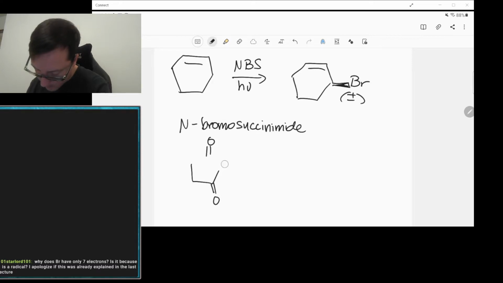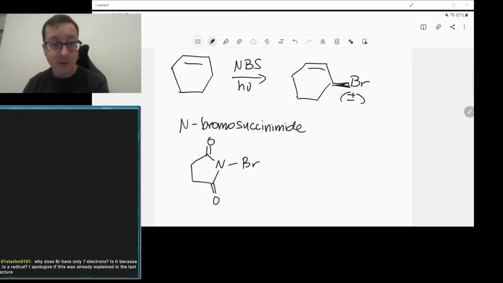Make this super clear. So it's a 5-member ring. One of the members is a nitrogen. We have 2 carbonyls, and then on the nitrogen we have a bromine.